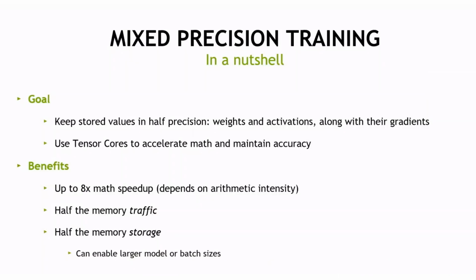We discussed floating point formats, the motivation behind mixed precision, and hardware. And as a result, we will combine hardware tensor cores and the automatic mixed precision methodology to train neural networks. Our goal is to keep stored values in half precision, weights and activations along with their gradients, and use tensor cores to accelerate math and maintain accuracy. The benefits are up to 8x math speedup, half the memory traffic, and half the memory storage.